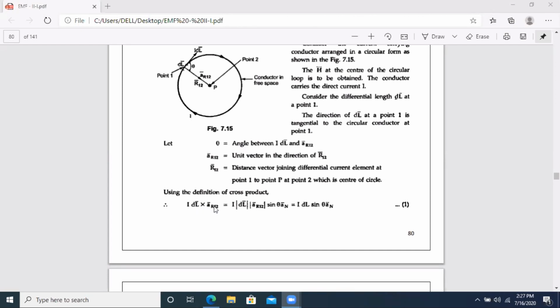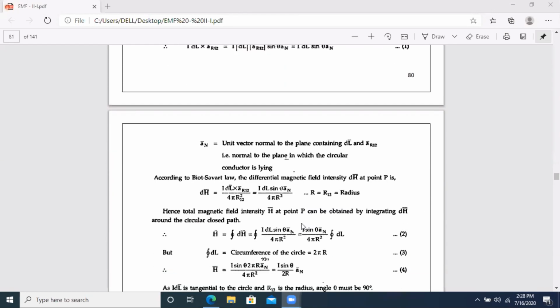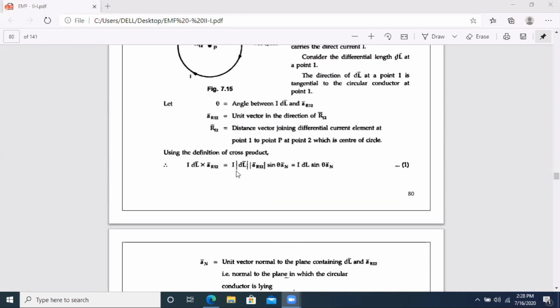I dl cross aR equals this: the absolute value of I dl times the absolute value of aR and sine of the angle between them. So you move straight to the equation. dH equals I dl cross that over 4 pi r squared. Right. So I dl, and that's why we did this.